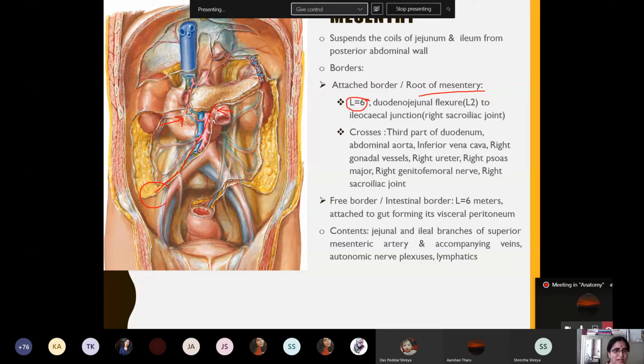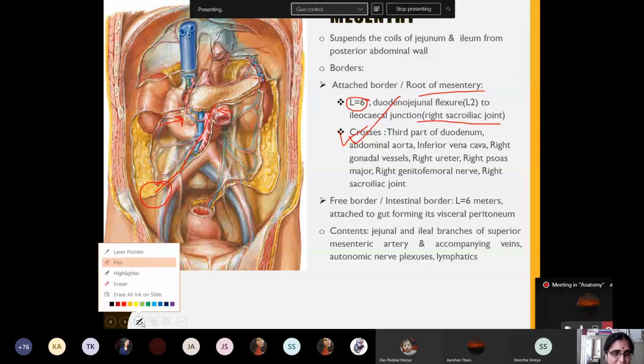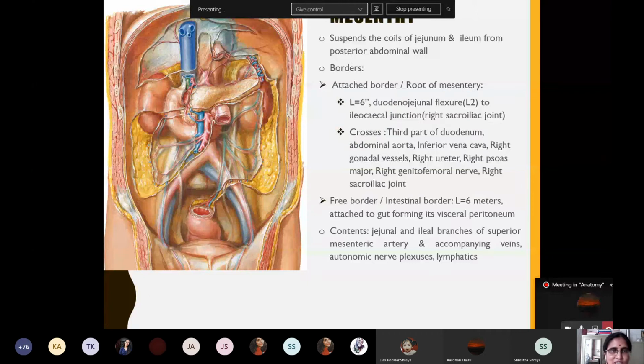Here lies one joint between the ilium of the hip bone and the sacrum. What is the name of the joint? Right sacroiliac joint. And this is a very important point we always ask in the spotter every time. Enumerate the structures crossed by the root of the mesentery. Always asked question. The structures crossed by the root of the mesentery are, you can see the structures here, very easy.